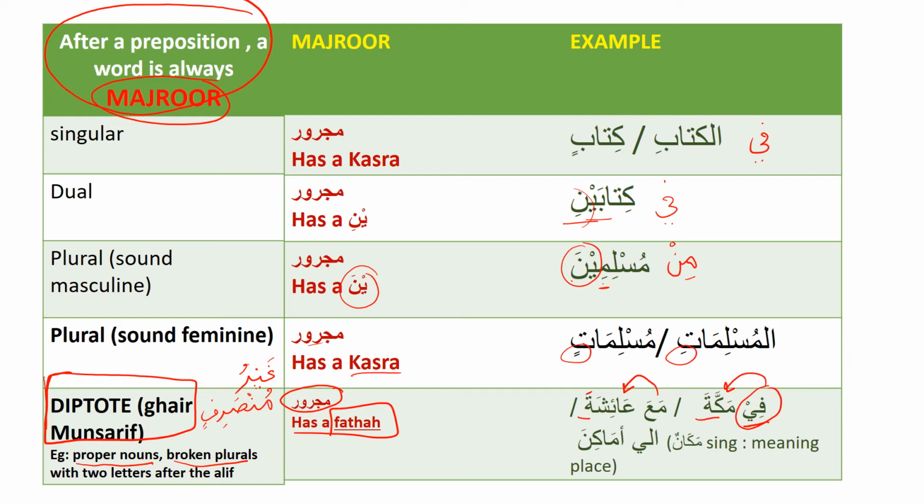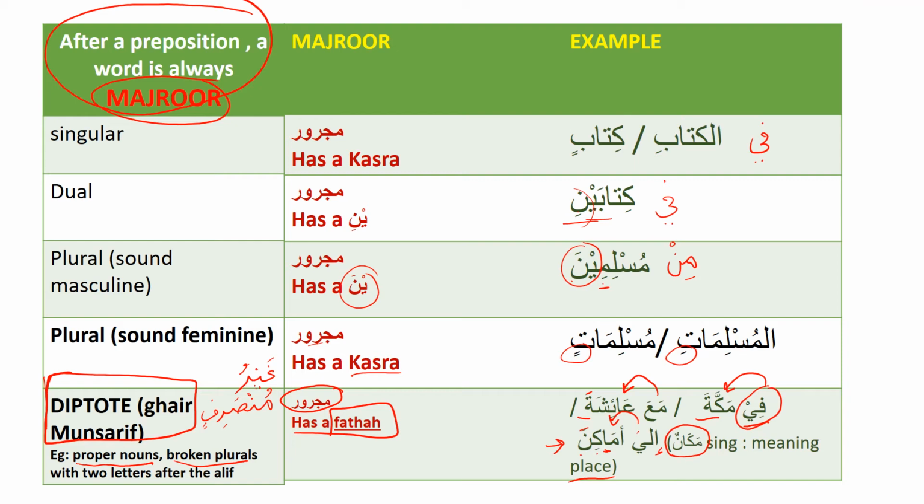So we have the word makan. Makan means place. It's a singular, and the plural of makan is amakin. So there's an alif in there, and there's two letters after the alif. So in that case, it would also become غير منصرف. So if you're going to say ila, a preposition meaning to, ila amakina. So that is majroor as well, but it's majroor with a fatha. And we would say, oh, it's majroor with a fatha because it is غير منصرف, it is a diptote. So it has an exceptional rule.